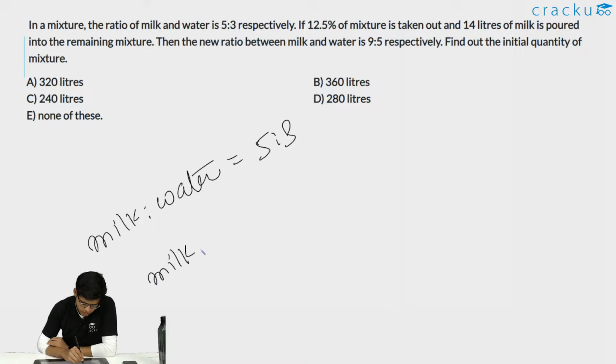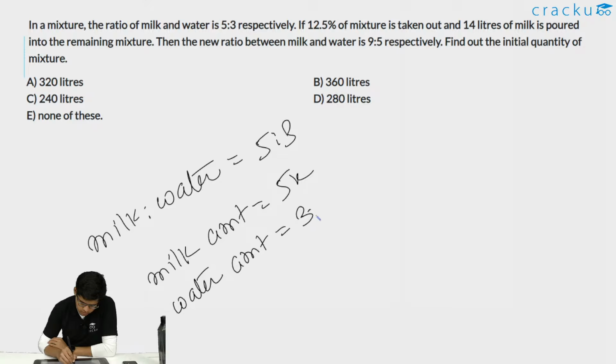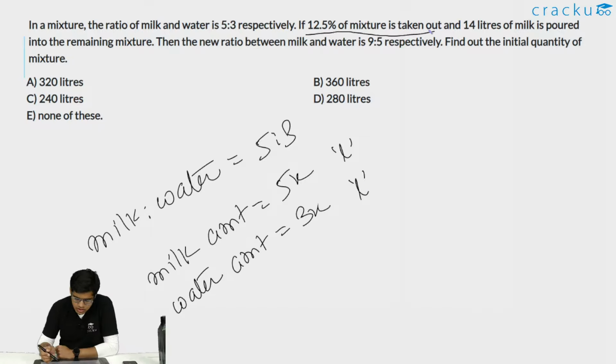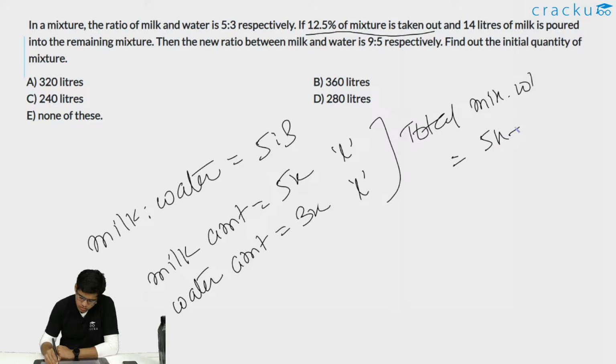So I can tell milk amount as 5x, water amount as 3x. 5x liter, 3x liter. Now it is given 12.5% of the mixture is taken out and 40 liters of the milk is poured into the remaining mixture. So what is the total mixture volume? Total mixture volume is 5x plus 3x, which is 8x liter.